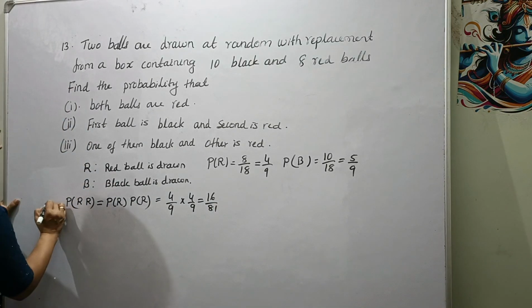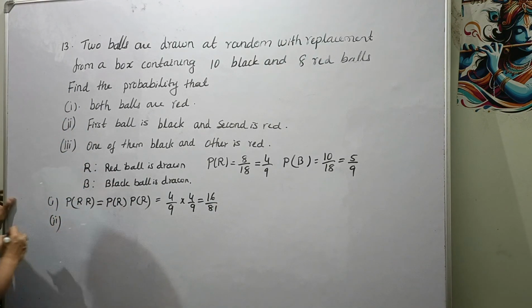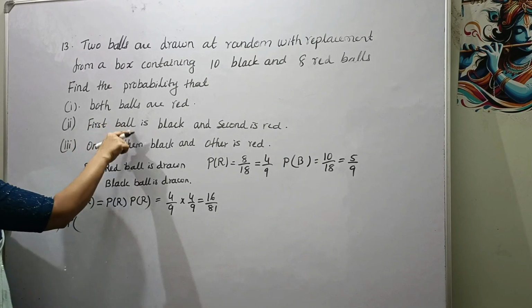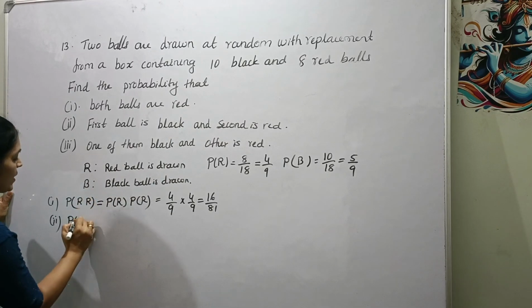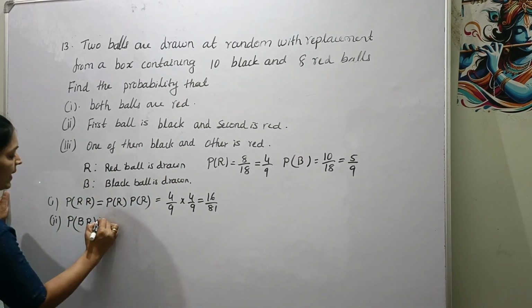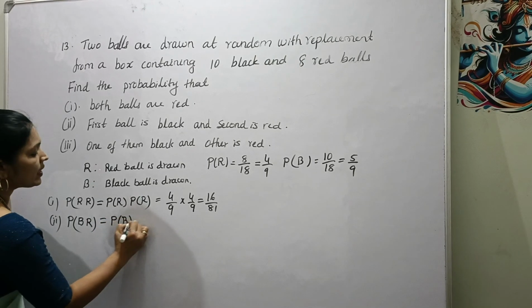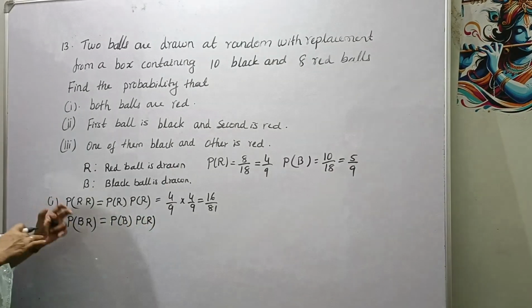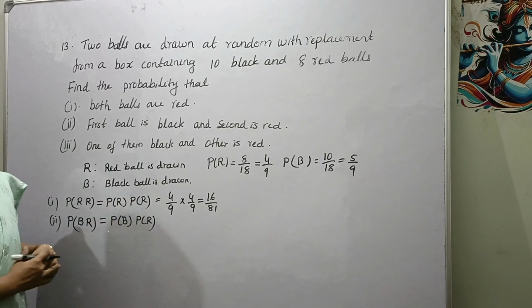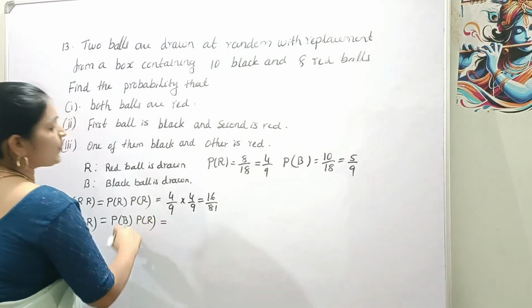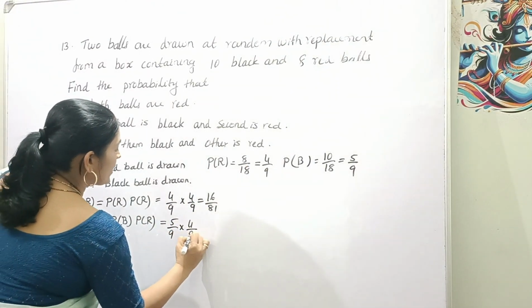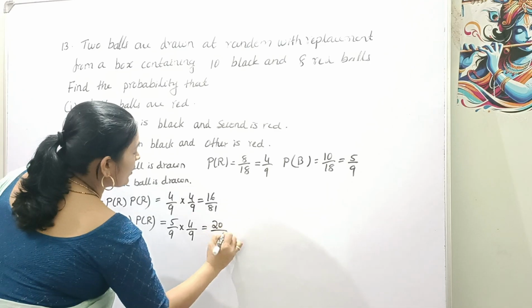Next, the second one. Here, the first ball is black and the second ball is red. So, probability of first ball black and second ball red is equal to probability of B, probability of R. Since events are independent, probability of B R is equal to probability of B into probability of R. Probability of B is 5 by 9 into 4 by 9, which is equal to 20 divided by 81.